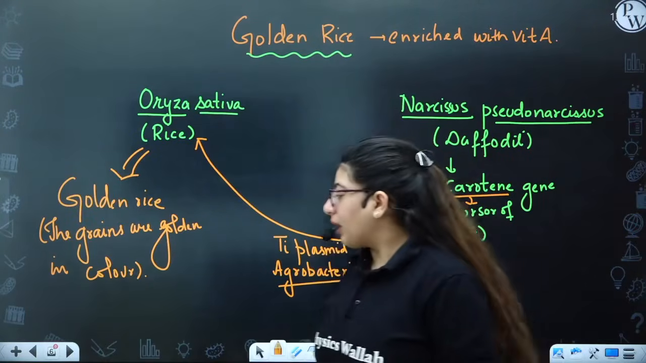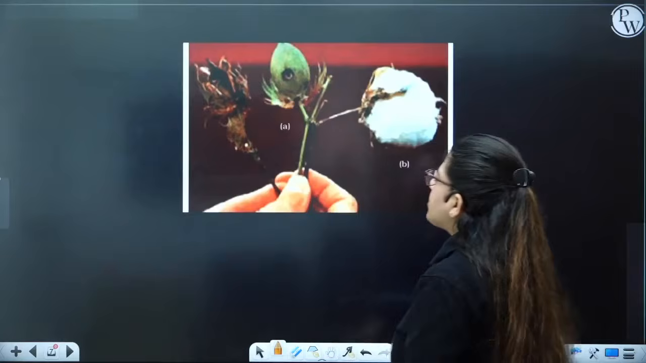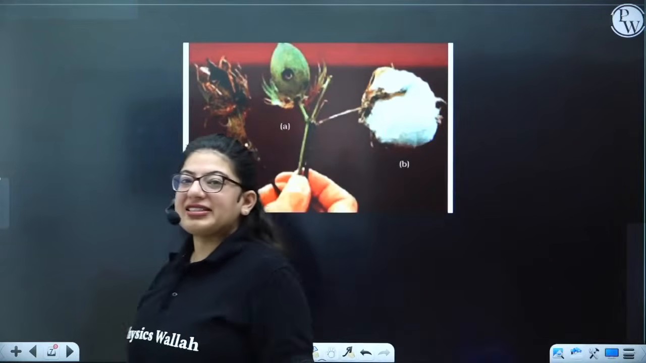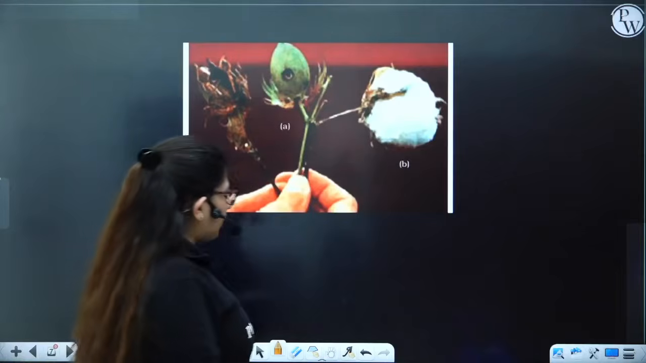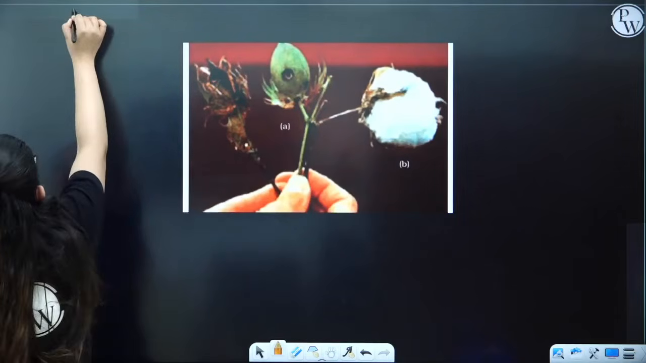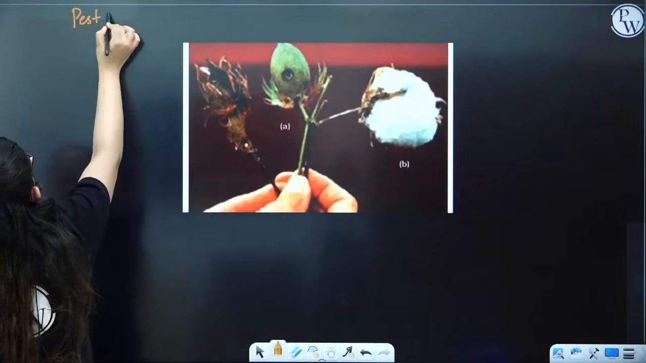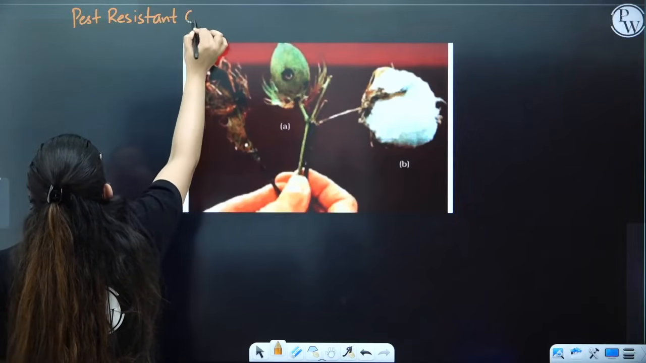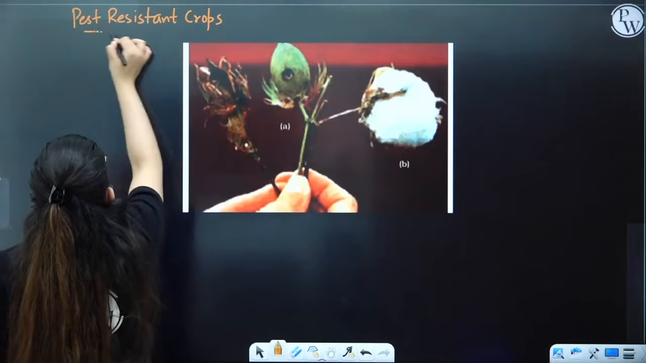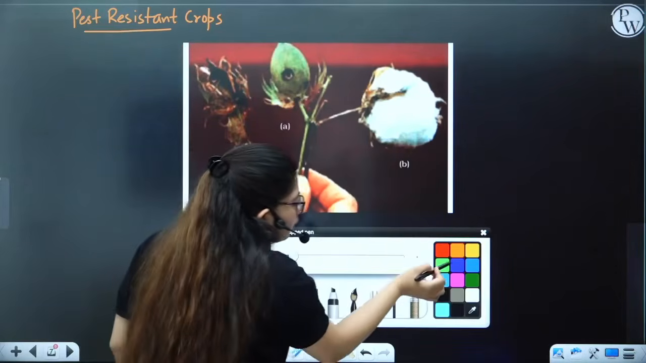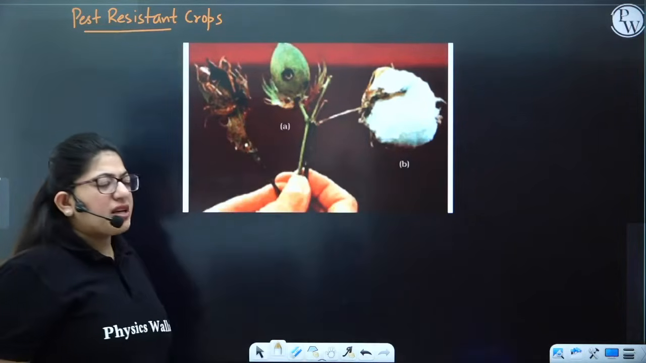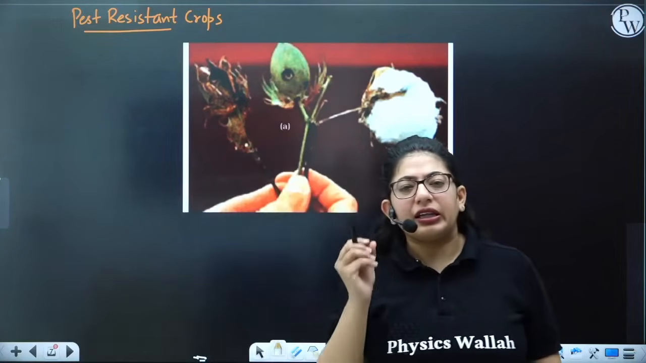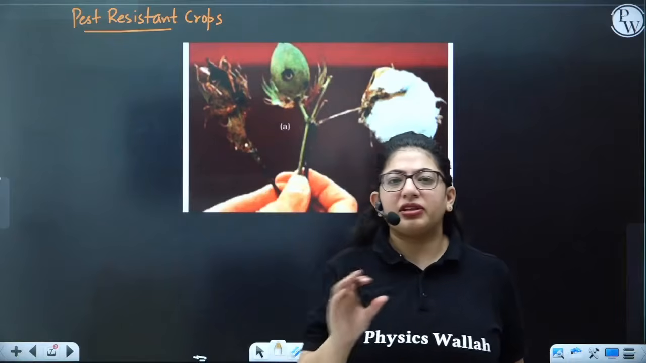Talking about the next, you must have seen this in the NCERT. I hope you have seen it. That's the BT cotton, right? So the next thing that we are going to talk about is pest resistant plants. Pest resistant crops means they can fight against all the pests. What is a pest? Pests are usually insects that kill your plants. They live in your plants, they eat them and they destroy them.